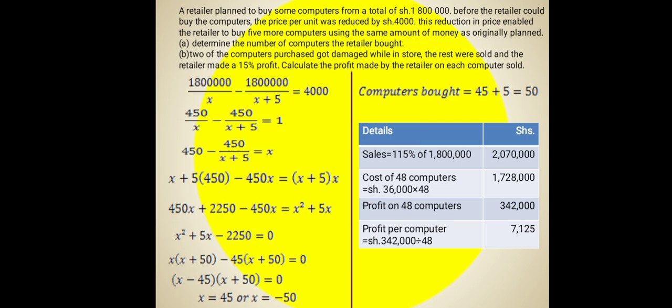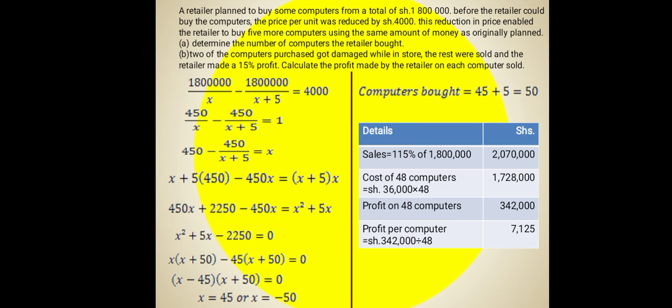Now, part B of the question, we are told that 2 computers got damaged, and the rest were sold, and the retailer still made a profit of 15%. Now we have to calculate the profit the retailer made on each computer.